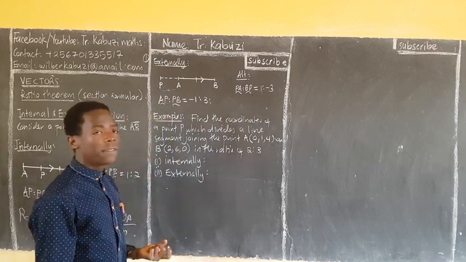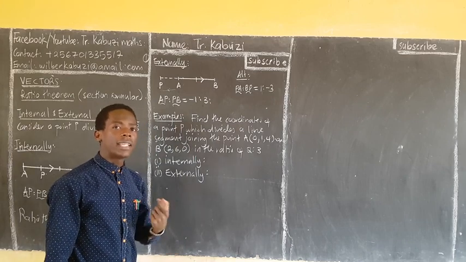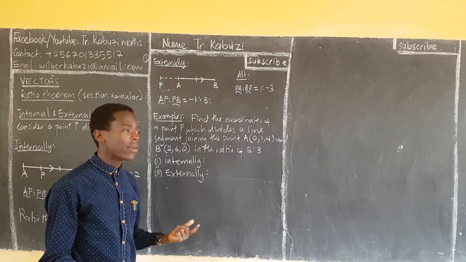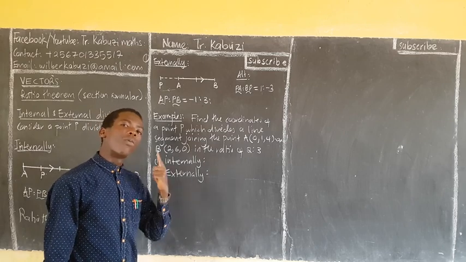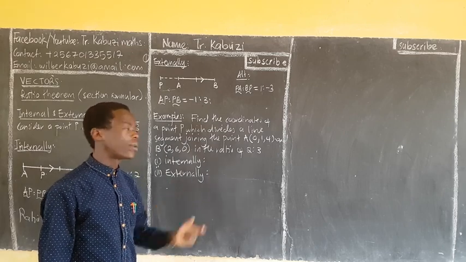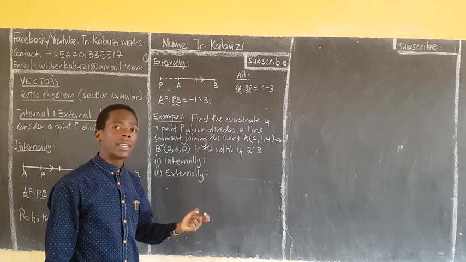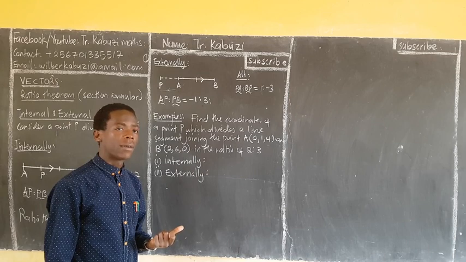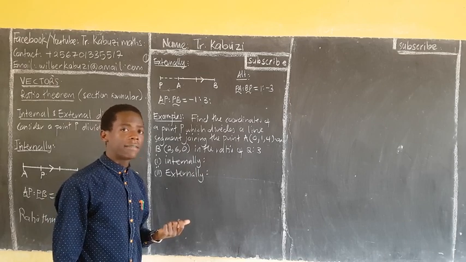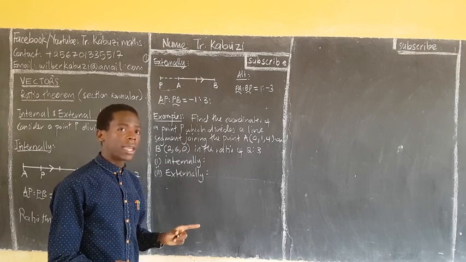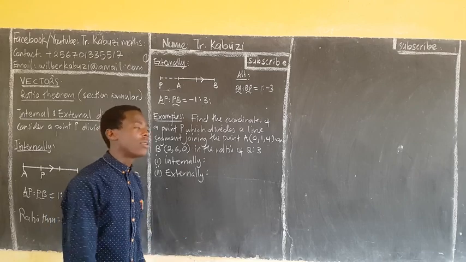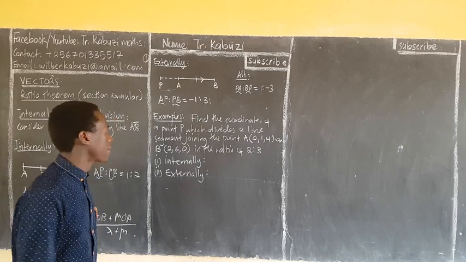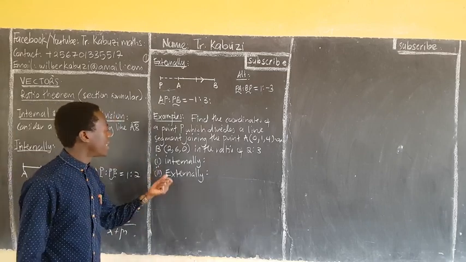So if they give you ratios that are all positive and they say internally, you consider the signs of the ratios as they are. But if they say externally, one of the ratios should be negative. So if all the ratios are positive, you just attach a negative to any of the ratios. Hope I'm clear. If it's already negative and one is positive, that one is okay. But if they are both positive, one should be made negative.